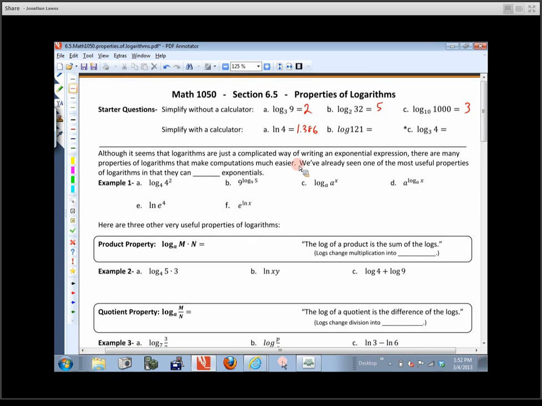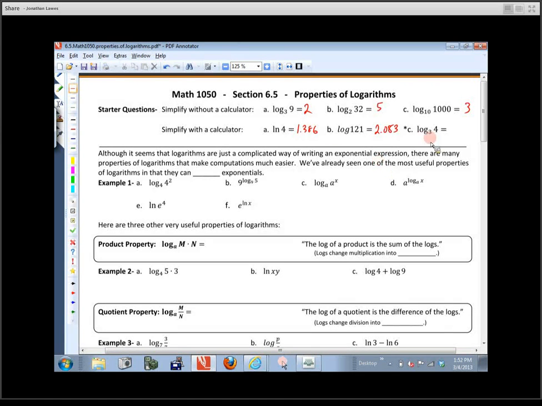Now if I write log of 121, this is asking 10 to what power equals 121. 121 is bigger than 100, so our exponent on 10 would be bigger than 2, but less than 3 because we already figured out 10 to the third power is 1,000. So somewhere between 2 and 3, a lot closer to 2. And what is it? 2.083. Is everybody okay with that?